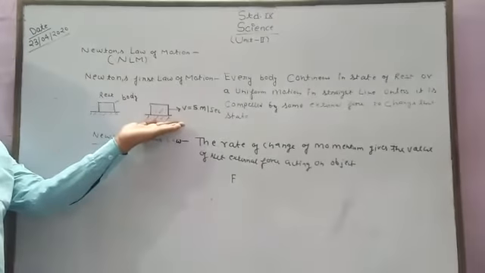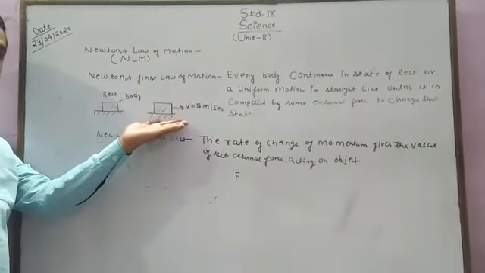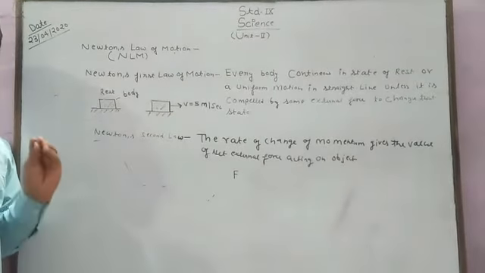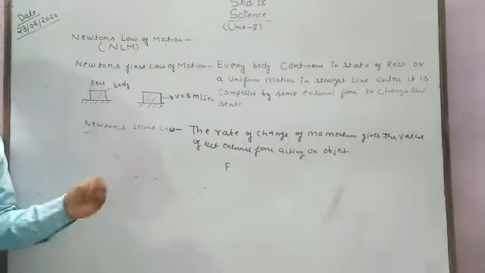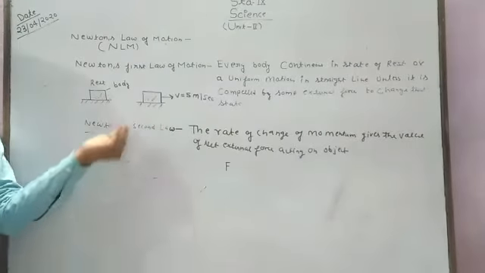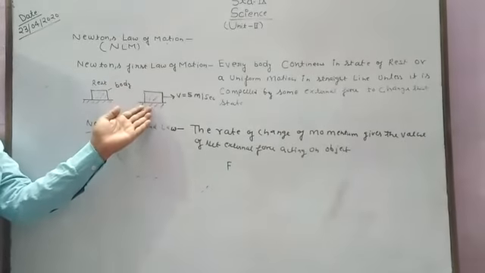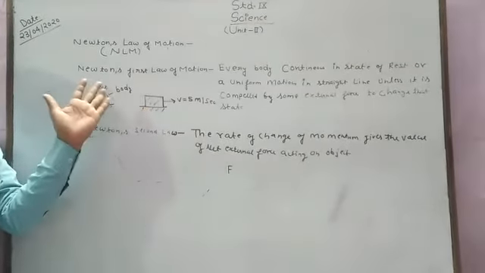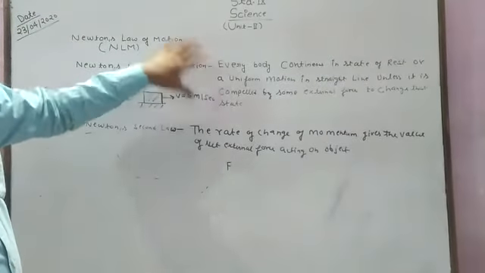In ideal conditions, if an object is at rest, it always stays at rest. If it is in motion, it always stays in motion until and unless an external force is applied on it. If an external force is applied on an object at rest, it may or may not move. If an external force is applied on a moving object, it may stop or continue in motion. That is Newton's first law of motion.